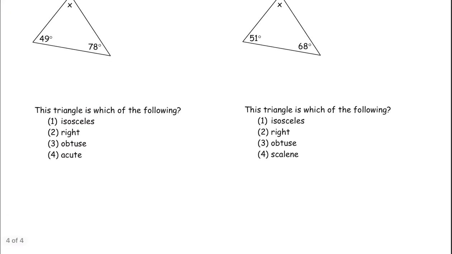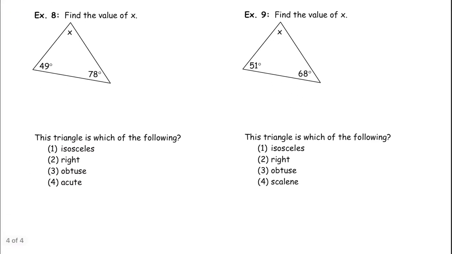All right, last couple. Example 8, find the value of x. Okay, we've been doing this pretty easy. 180, sorry, it's really messy, minus 49, minus 78. Throw that into calculator, that gives you 53. So now, here's what I notice. None of these are the same. So it could be scalene. No, no, no, no. Okay. All of these are acute. Less than 90, less than 90, less than 90. That means it's acute. Choice 4.